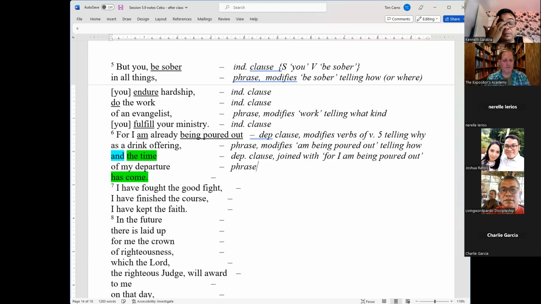And "of my departure" is just a phrase that modifies "time," right? It's just telling which time, or what kind of time. My departure's time, the time of my departure. "Has come" is the verb of the dependent clause, the verb for the subject "time." So it's not modifying time, it's part of the clause. Okay. "The time has come." That's the full clause.